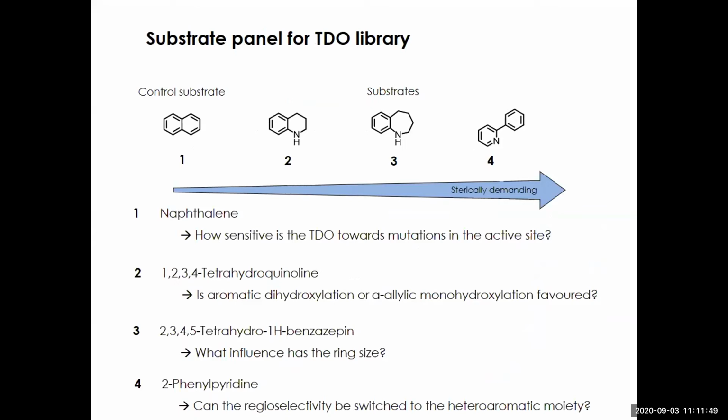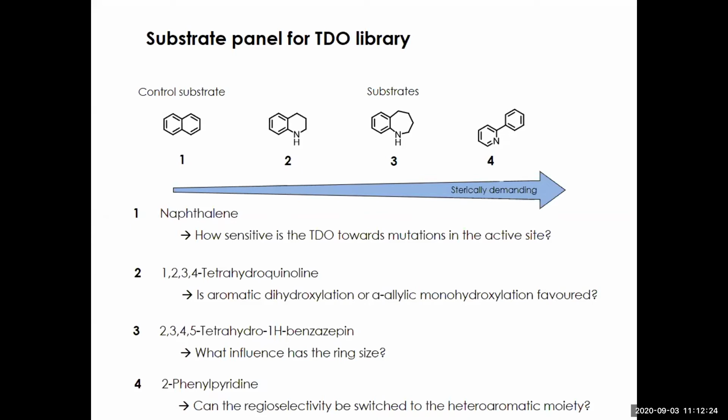For the tetrahydroquinone, the number 2, we wanted to address the question if aromatic dihydroxylation on the aromatic ring here, or alpha allylic monohydroxylation in this position is occurring. For the tetrahydrobenzacetylene, number 3, we wanted to evaluate the influence of the ring size. So how is the substrate size influencing? So from a 6-membered ring, from number 2 to a 7-membered ring, is it still accepted as a substrate?